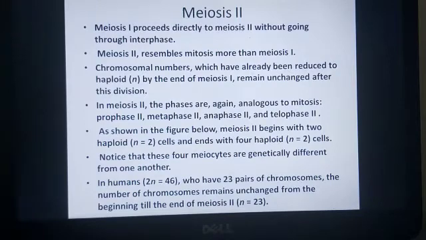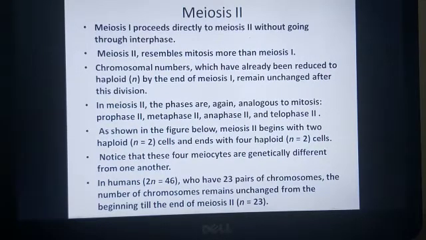Now here in the case of meiosis 2, as I have told you just now, meiosis 1 proceeds directly into meiosis 2 without growing through the interphase. And meiosis 2 resembles the mitosis more than meiosis 1. In meiosis 1 there were 5 stages in prophase, but in meiosis 2 prophase those 5 stages are not there, so it is much simpler in meiosis 2.